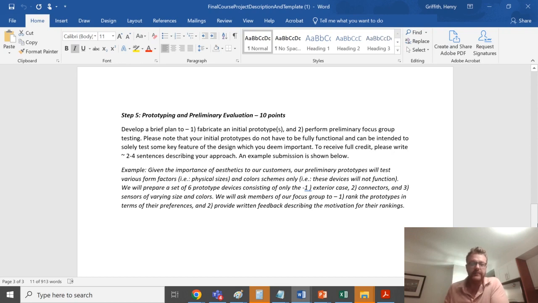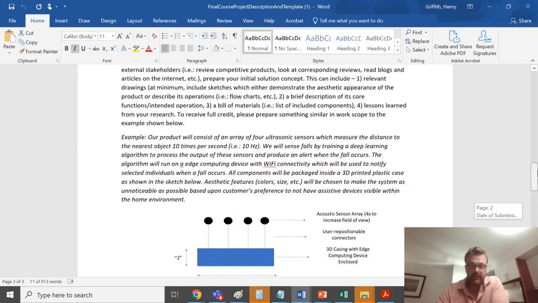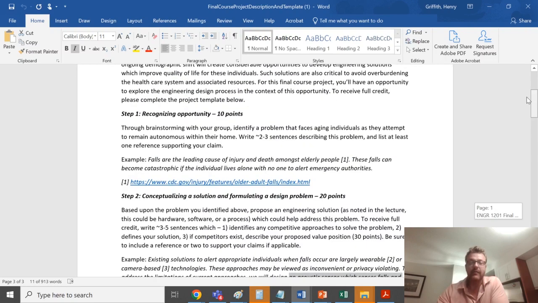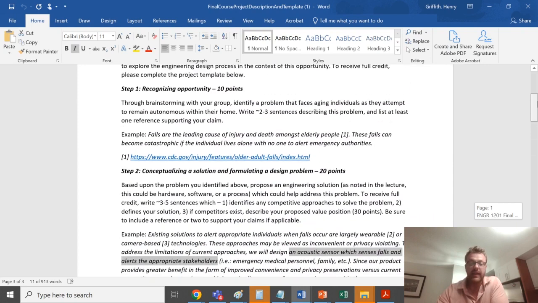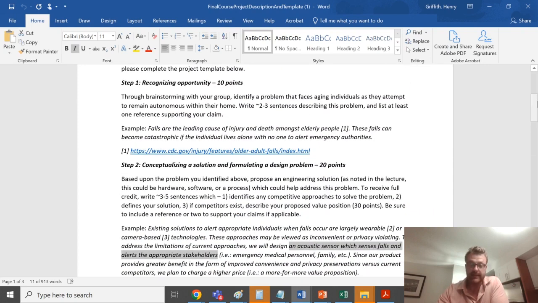So here, all that I'm looking for is what kind of prototype would you build? What design features would you be intending to test with your prototype? And how would you do it through focus groups? And here's an example of the 2 to 4 sentences that you're turning in for that. So again, wherever you see italic text, when I grade your actual submission, I'll be looking for you to have replacement text there.